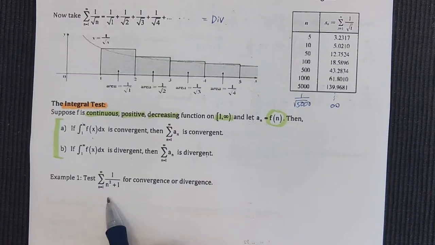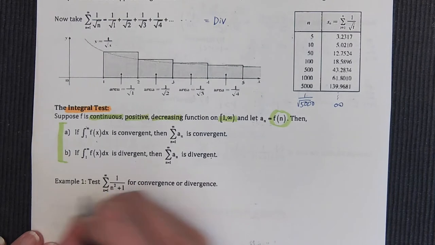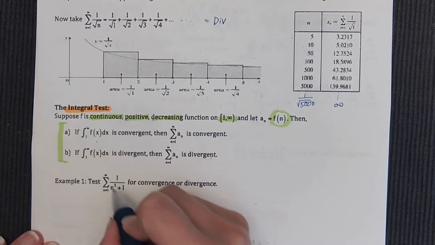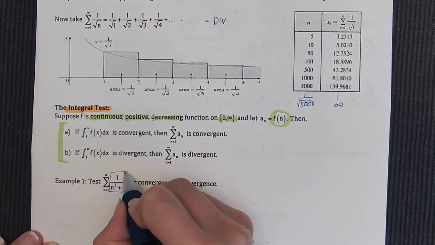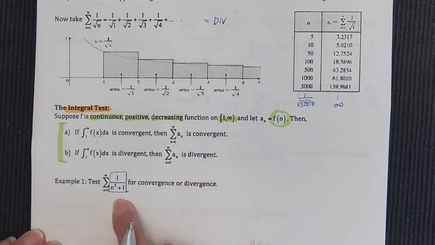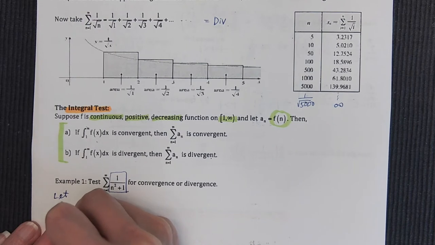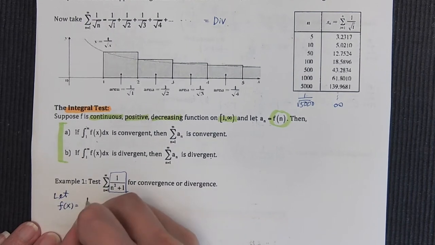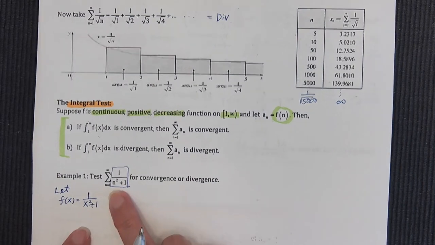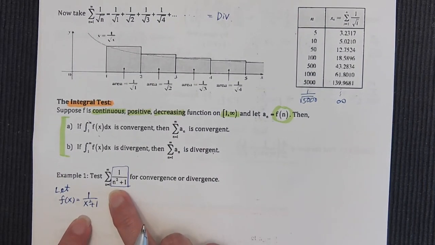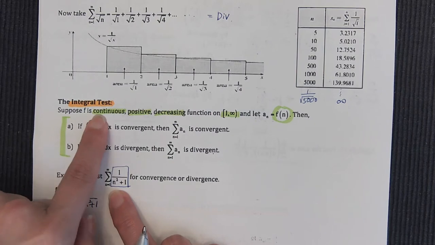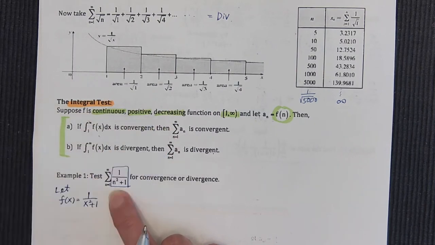So look at this example. What's my f of x? This is my function. Let the function f of x be 1 over x squared plus 1. Because it's a function, I'm going to use x. So make sure you mention that the three conditions are satisfied.